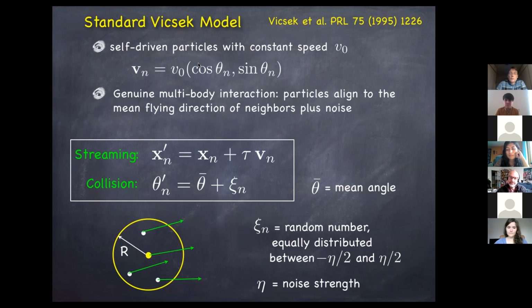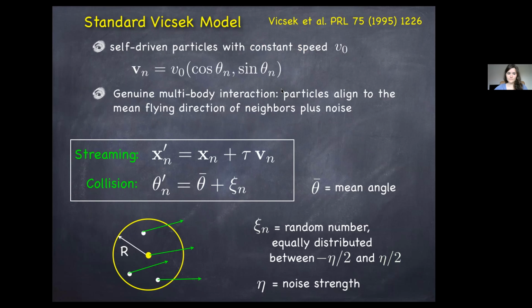So it's a two-dimensional model. We have particles which go with a constant speed v0. And so the velocity is described just by this angle theta n. It's the angle of the velocity vector of the particle n with respect to some axis. And then we have multi-body interactions where particles align to the mean flying direction of the neighbors plus some noise. And here are the two interaction rules.